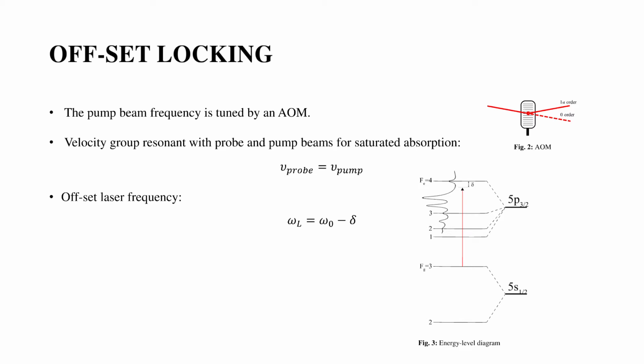The offset or tuning of the laser frequency is done by an AOM. The first-order frequency-shifted beam, as shown in figure 2, can be reflected back into the AOM for a double-pass configuration. For saturated absorption, both pump and probe beams interact with the same velocity group of atoms, and the laser lock just below the transition frequency of the 3 to 4 D2 line of rubidium 85 atoms is shown by a red line in the energy level diagram.